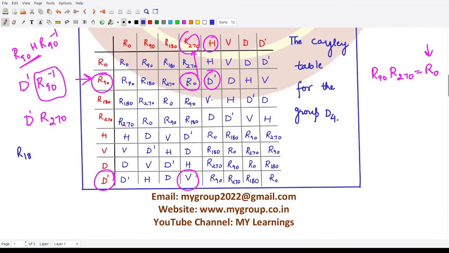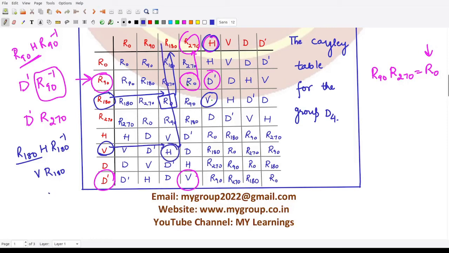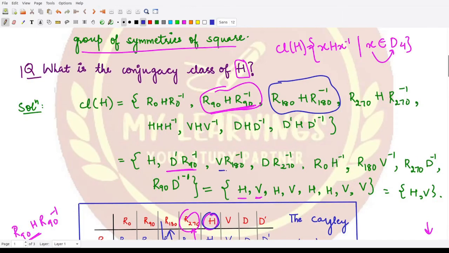So we wanted to calculate R180 H R180 inverse. So let's first calculate R180 into H. R180 is here, H is here, so your answer is V, right? V into R180 inverse. The inverse of R180 corresponds to this R0, which corresponds to this R180. So we have R180 here as the inverse of itself. And what is V into R180? V is here, right? So in this we wanted to look at the entry which corresponds to R180. It is this H. So your final answer is H in this case. So we have V into R180 inverse, which is H.